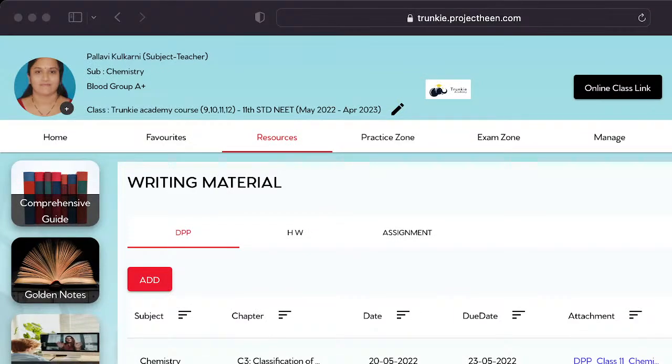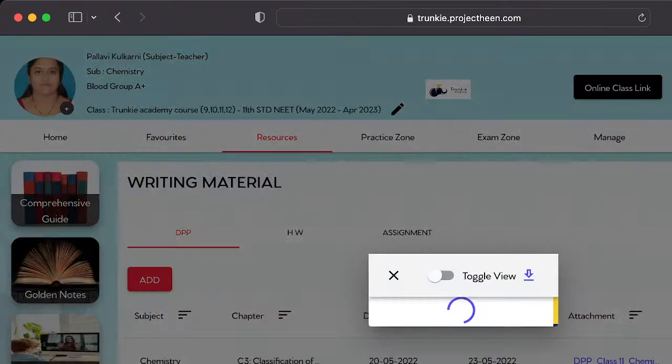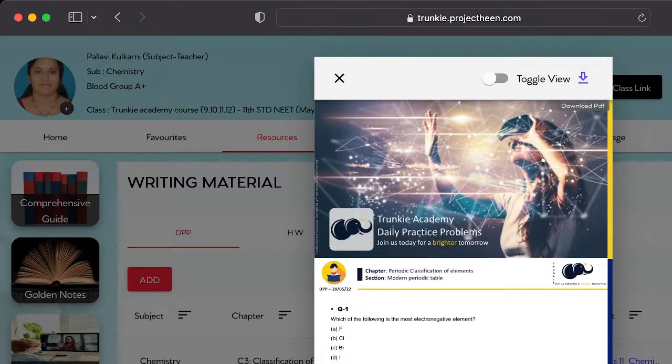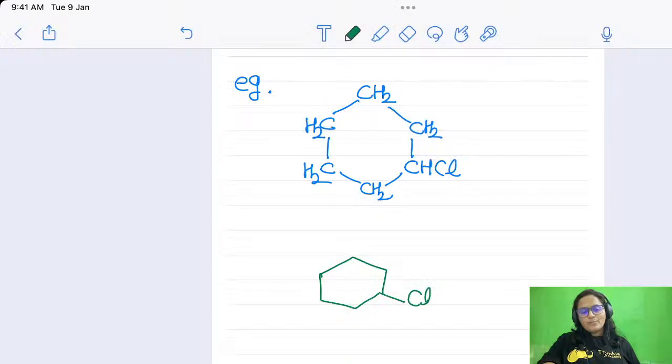So this is a student's portal actually. Similar will be your portal also. In this you have to go to resources, then to writing material, in which you will see DPP. If you click on this, you will be able to download it here, and you can solve all these questions on a blank paper or in a notebook, and you can just take a picture of it and upload it here. I will be solving them later on. I'll tell you the suggestions and corrections about it in the portal.